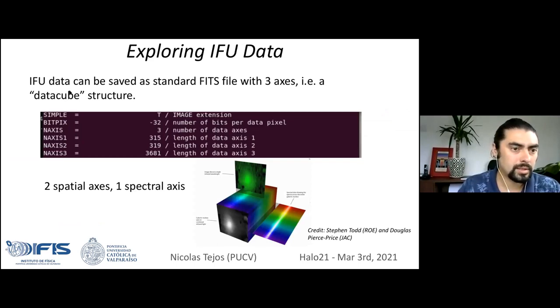IFU data, as it's going to be a data cube, can be saved as a standard FITS file with 3 axes, in contrast to an image which has only 2 axes. So here I show you just a part of the header of a MUSE data cube. It has 315 pixels in one direction in the sky, 319 pixels in the other direction, or spaxels, and almost 3,700 pixels in the wavelength direction, and that's going to be our data cube.